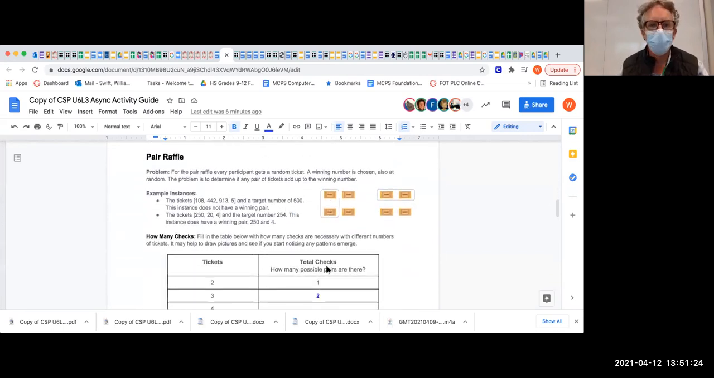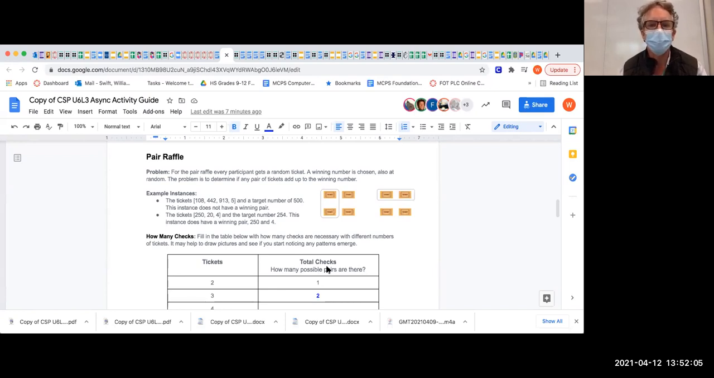Okay, so for the pair raffle, every participant gets a random ticket. A winning number is chosen, also at random. The problem is to determine if any pair of tickets adds up to the winning number, right? So here's our example. The tickets 108, 442, 913, and 5, and a target number of 500. This instance does not have a winning pair. The tickets 250, 20, and 4, and the target number is 254. This instance does have a winning pair, 250 and 4.